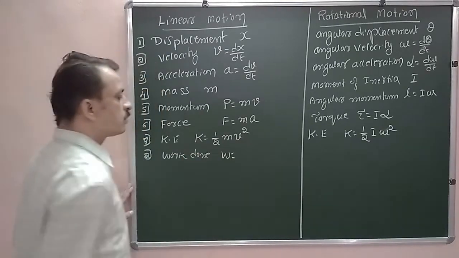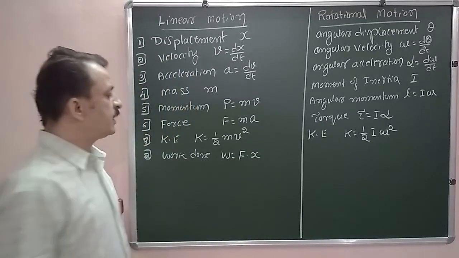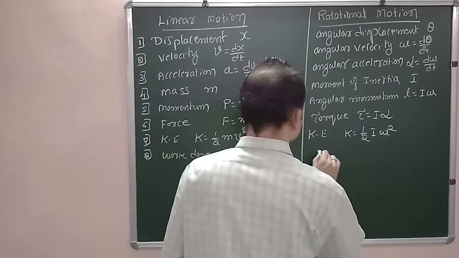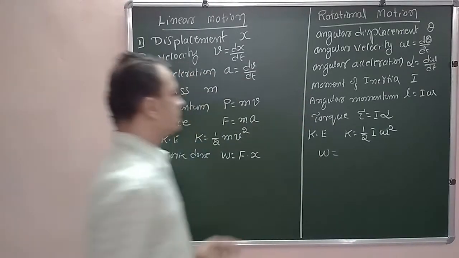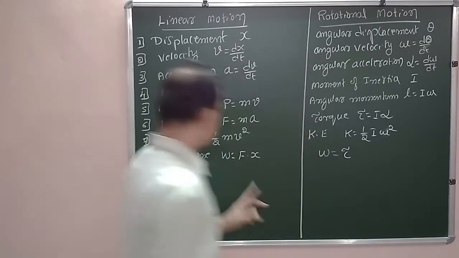Work done. In linear motion, work done is equal to force into displacement, F into x. In rotational motion, work done is equal to torque into angular displacement, where force is replaced by torque and linear displacement is replaced by angular displacement.